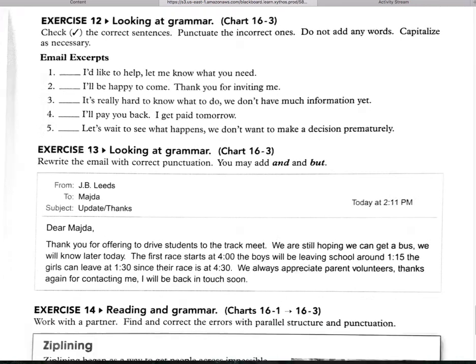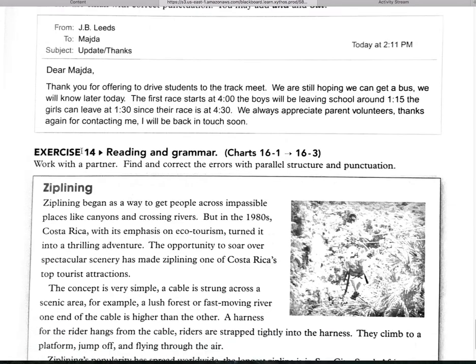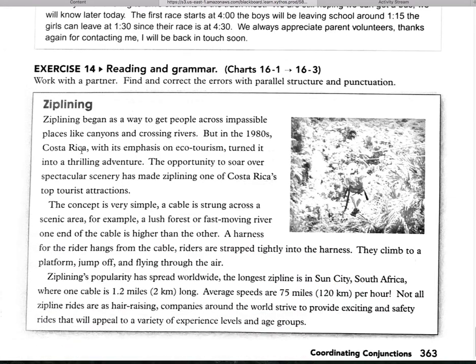Okay. We're not going to do exercise 13. So we'll look at exercise 14. Now, this is using all the information that you learned for charts 16.1, 16.2, and 16.3. Parallel structure, using commas in parallel structure, and punctuation for independent clauses connecting them with and, but. Okay? Work with a partner. Find and correct the errors with parallel structure and punctuation.